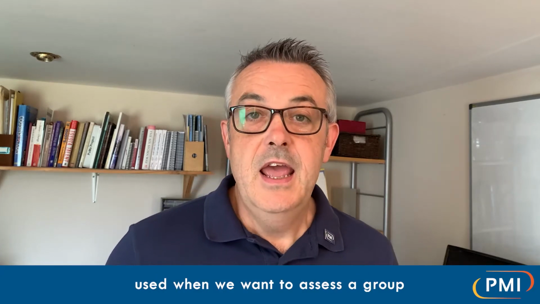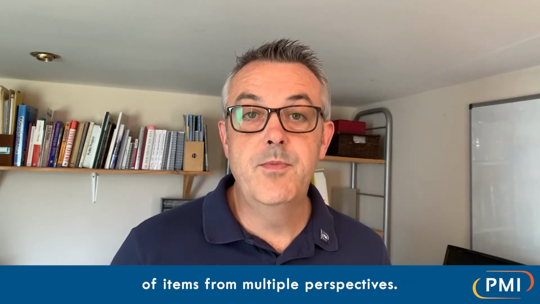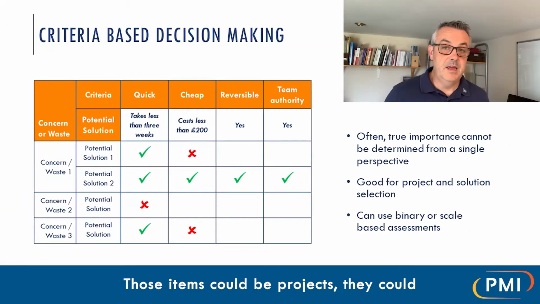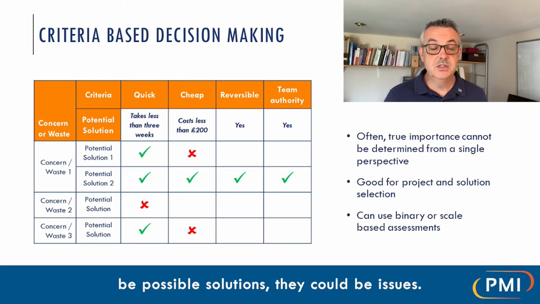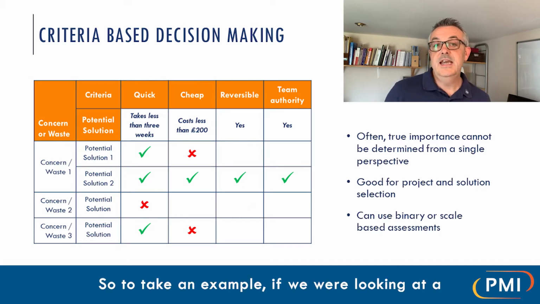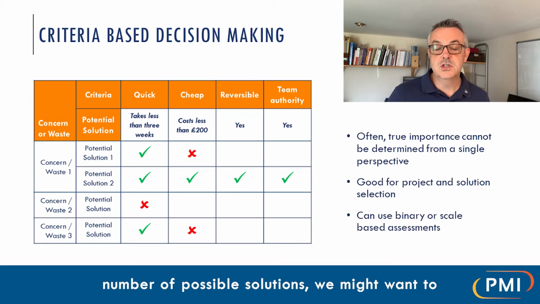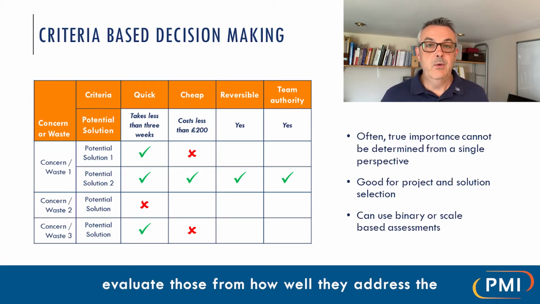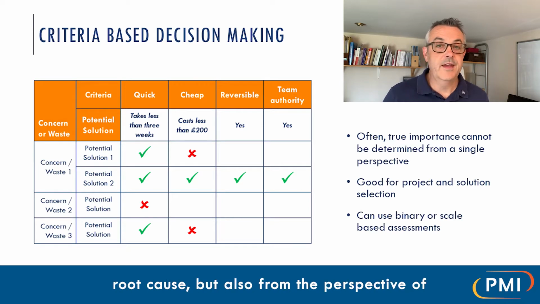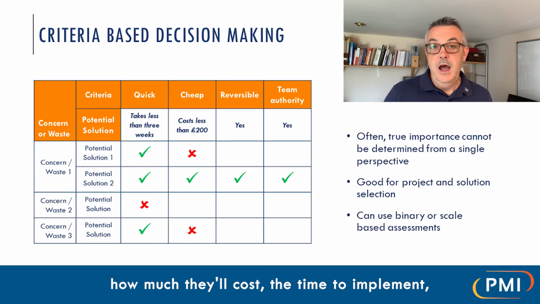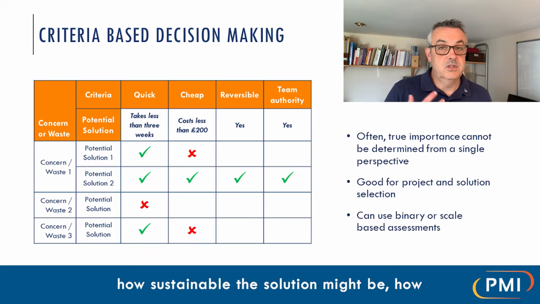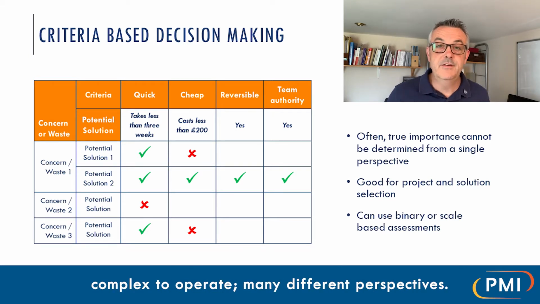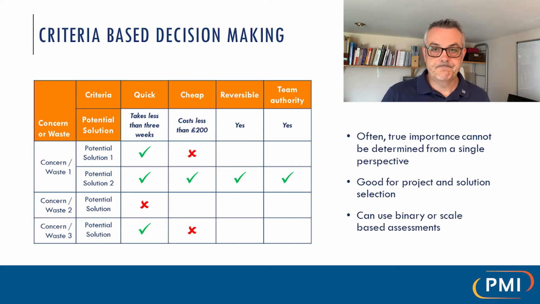Criteria-based decision-making is used when we want to assess a group of items from multiple perspectives. Those items could be projects, they could be possible solutions, they could be issues. So to take an example, if we were looking at a number of possible solutions, we might want to evaluate those from how well they address the root cause, but also from the perspective of how much they'll cost, the time to implement, how sustainable the solution might be, how complex to operate, many different perspectives.